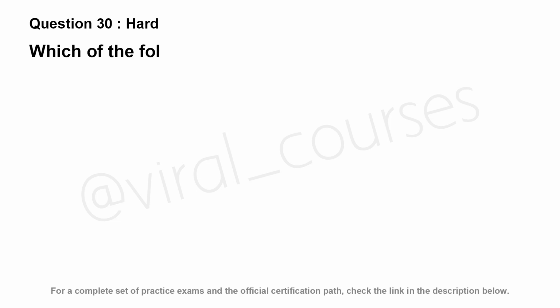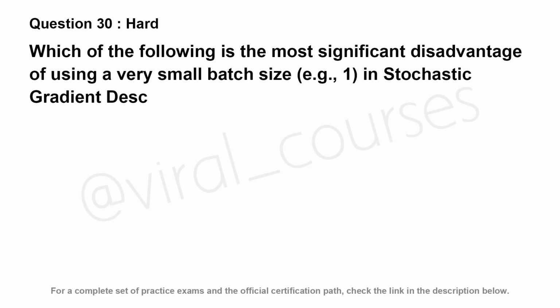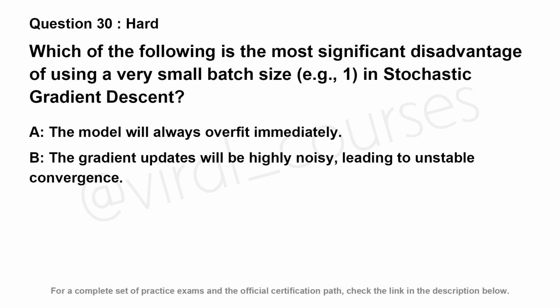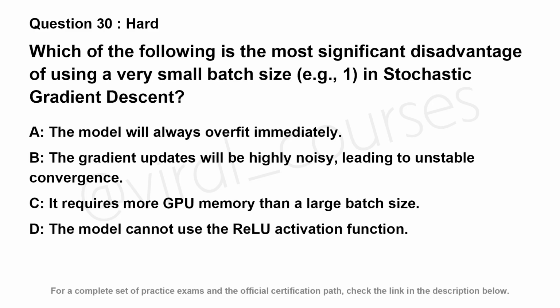Which of the following is the most significant disadvantage of using a very small batch size, e.g., 1, in stochastic gradient descent? Option A. The model will always overfit immediately. Option B. The gradient updates will be highly noisy, leading to unstable convergence. Option C. It requires more GPU memory than a large batch size. Option D. The model cannot use the ReLU activation function.